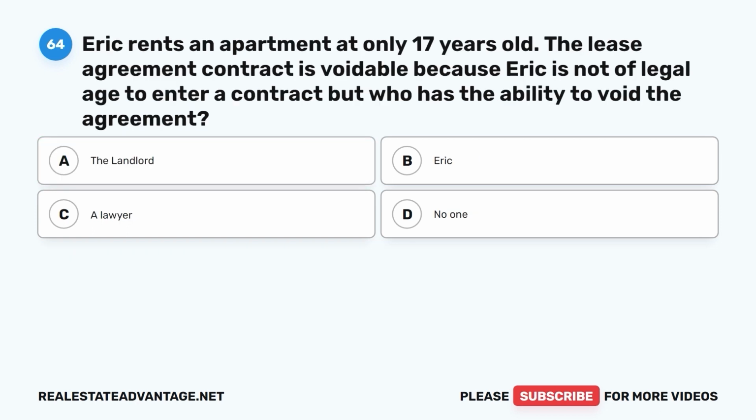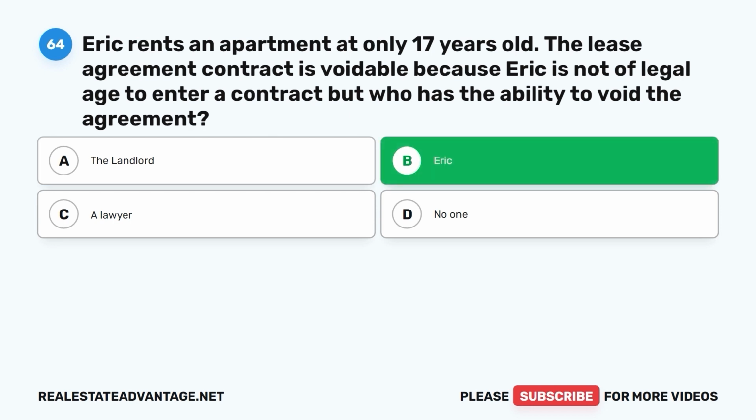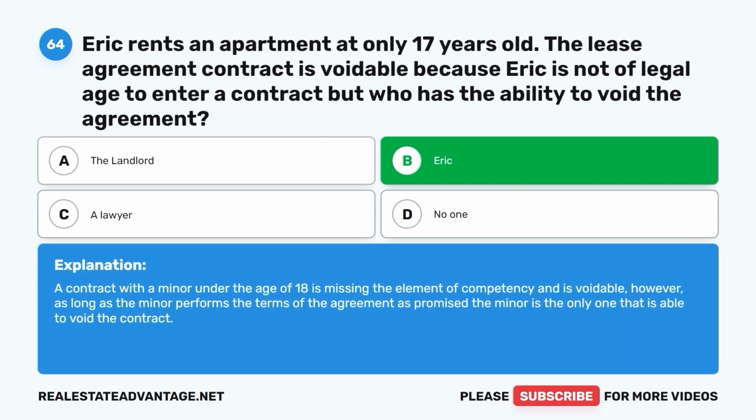Question 64. Eric rents an apartment at only 17 years old. The lease agreement contract is voidable because Eric is not of legal age to enter a contract, but who has the ability to void the agreement? A. The landlord, B. Eric, C. A lawyer, D. No one. The correct answer is B. Eric. A contract with a minor under the age of 18 is missing the element of competency and is avoidable. However, as long as the minor performs the terms of the agreement as promised, the minor is the only one that is able to void the contract.